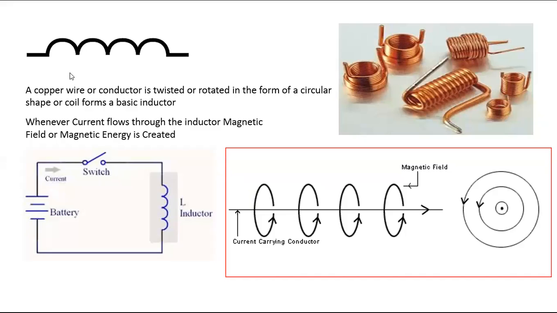So what is this inductor definition? You see here. A copper wire. Now you study. Look at the definition. Now see, what is written here? A copper wire or conductor. Copper wire is nothing but the conductor. Okay. Is twisted or rotated in the form of a circular shape.